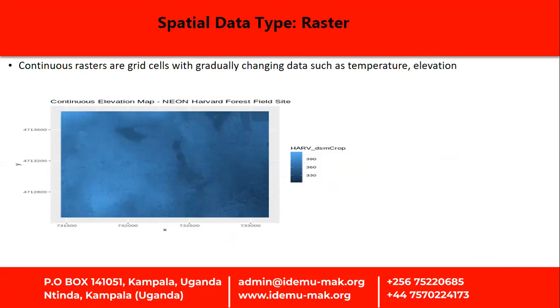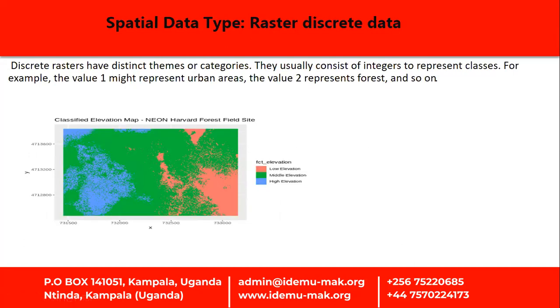For continuous raster data, it is mostly numerical. Just like you can see here, we are looking at raster data of the Harvard Forest Field site, and it's actually numerical. It's showing the elevation of the trees and the forests. So it's mostly numerical in nature. And then when you look at the discrete data, it is distinct.